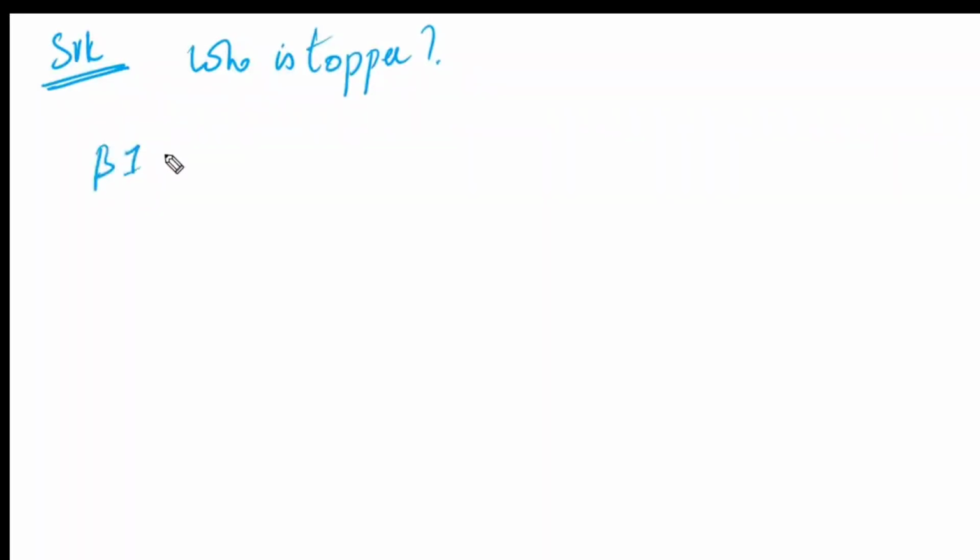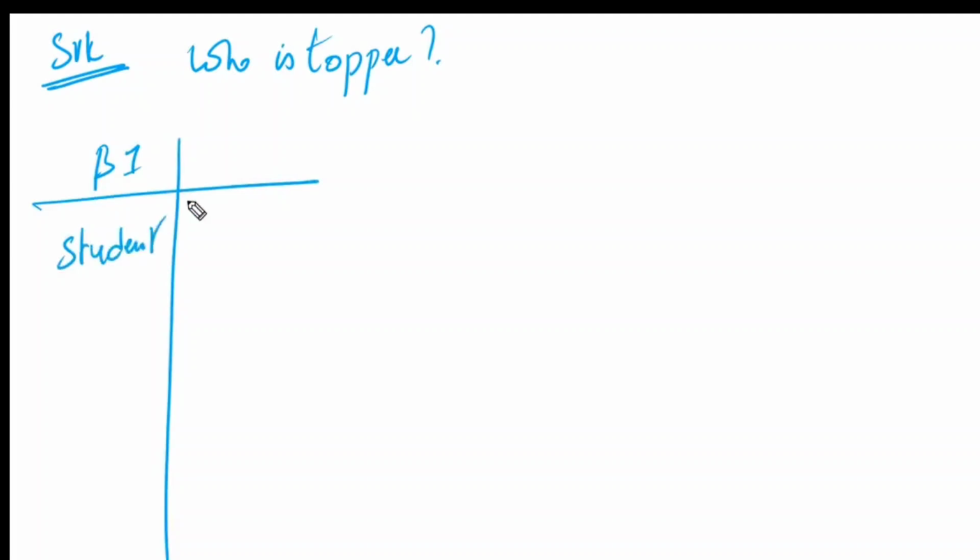Okay. Who is the topper for batch 1? For batch 1, one student will be there. For every batch, one student will be there, right? In your batch also, one student will be there. In other batch, one student will be there. For batch 2, one student will be there. Now, this student, how am I identifying? Within that batch only. I am not comparing with other batches. I am comparing within that batch only.